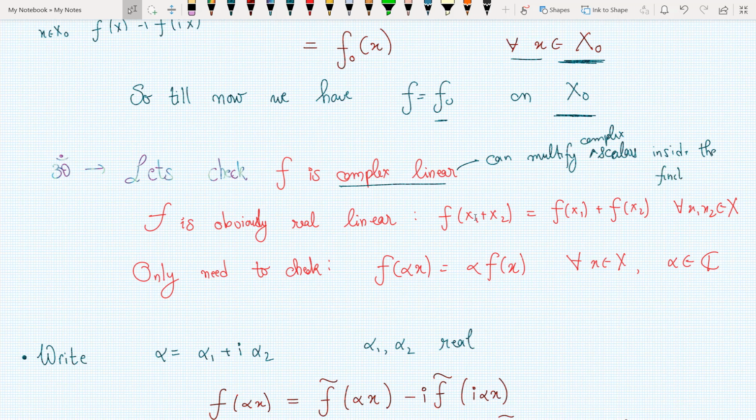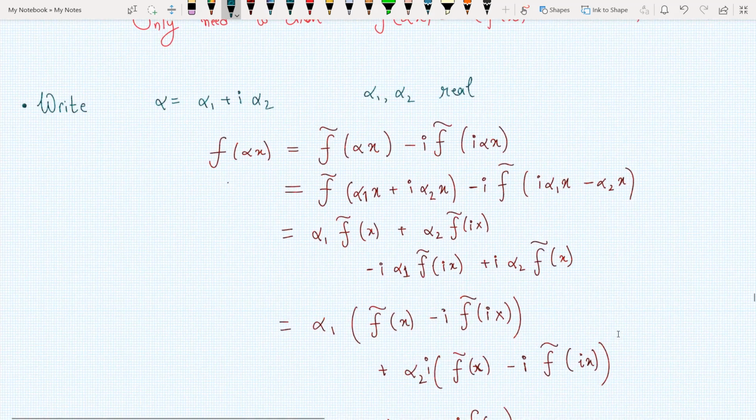So just a quick reminder, complex linear means if I have iota times f of x, I can write it as f of iota x. Only if it's complex linear. If f is real linear, I cannot take this iota inside. So we know that f is obviously real linear because every complex vector space is a real vector space. Now I only need to check that f of alpha x is equal to alpha times f of x for every x belonging to capital X, where alpha is a complex number.